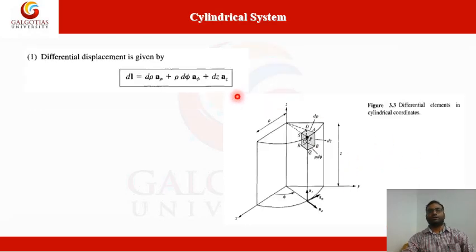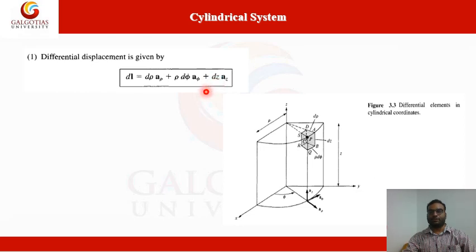Now let's come to the cylindrical system. The differential displacement, or differential length, in the cylindrical system: cylindrical coordinates are rho, phi and z, whereas in Cartesian they are x, y and z. So dl is equal to d rho a rho in the direction of rho, plus rho d phi a phi in the direction of phi, plus dz az.